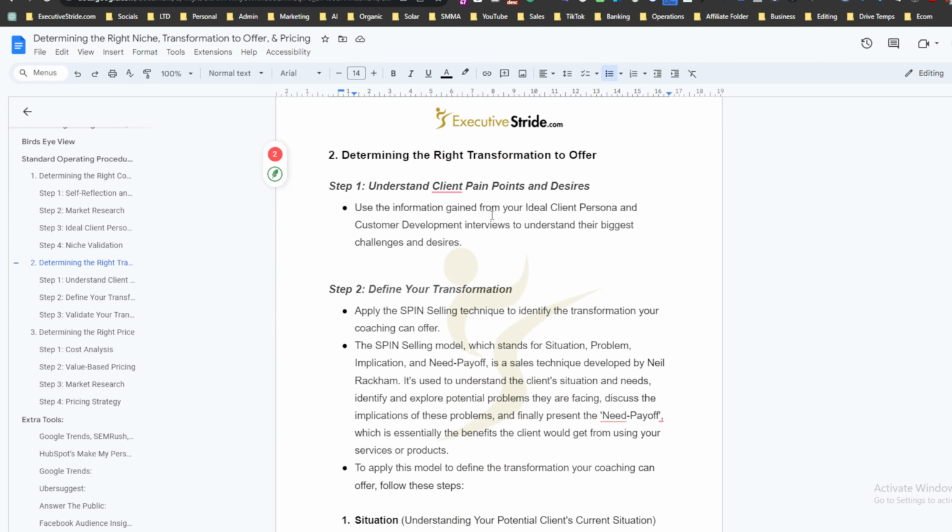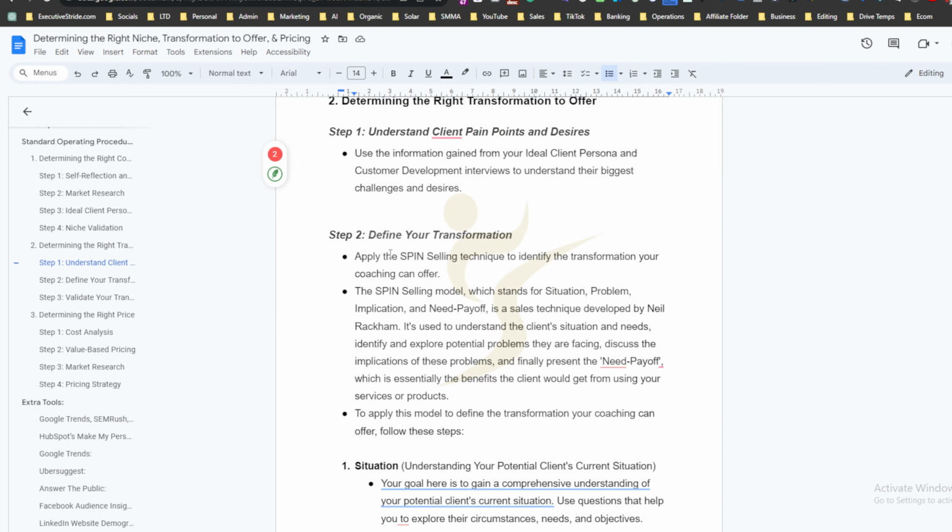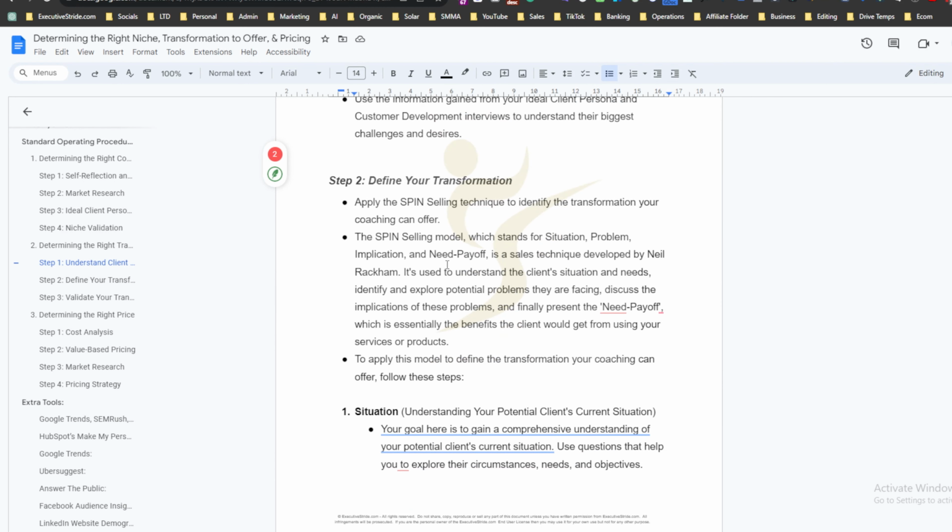2, determining the right transformation to offer. So step 1, understand client pain points and desires. Use the information gained from your ICP and customer development interviews to understand their biggest challenges and desires. Step 2, define your transformation. So apply the spin selling technique to identify that transformation that you can offer.